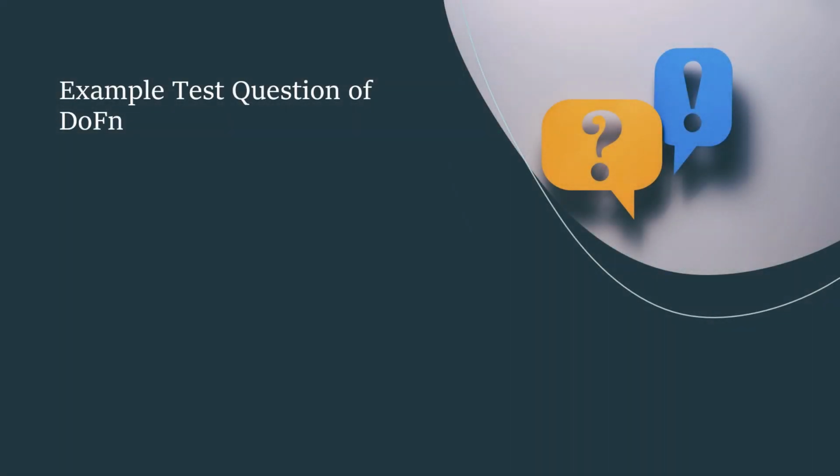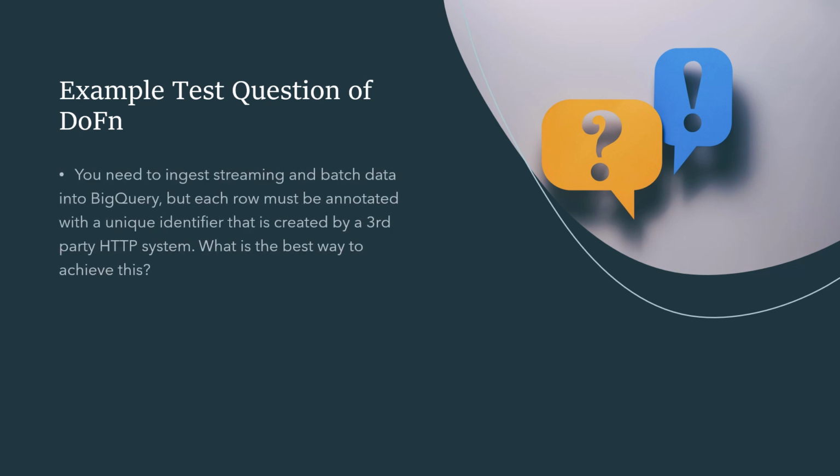So here's an example of a test question for the DoFn. You need to ingest streaming and batch data into BigQuery, but each row must be annotated with a unique identifier that is created by a third-party HTTP system. What is the best way to achieve this?